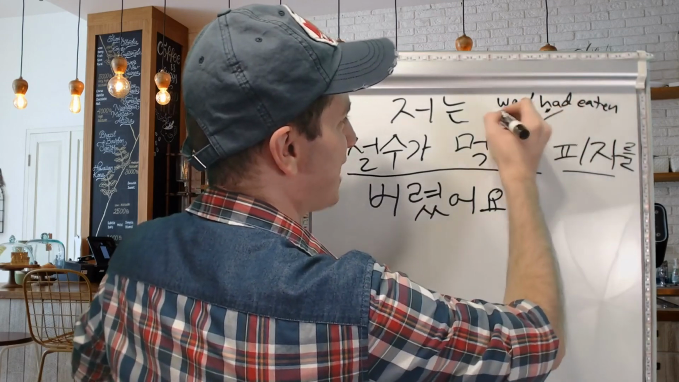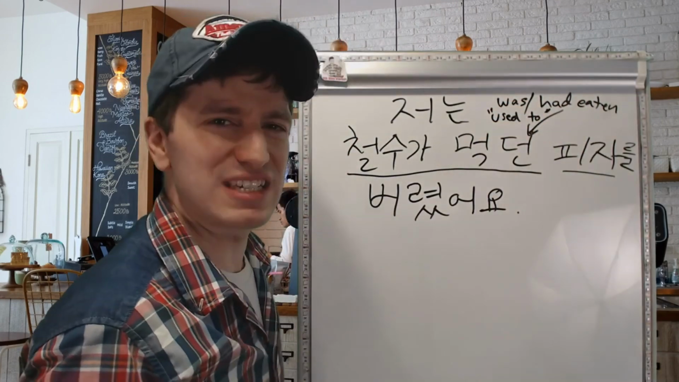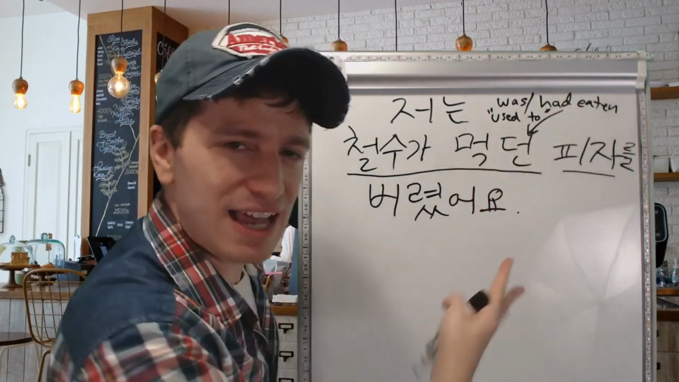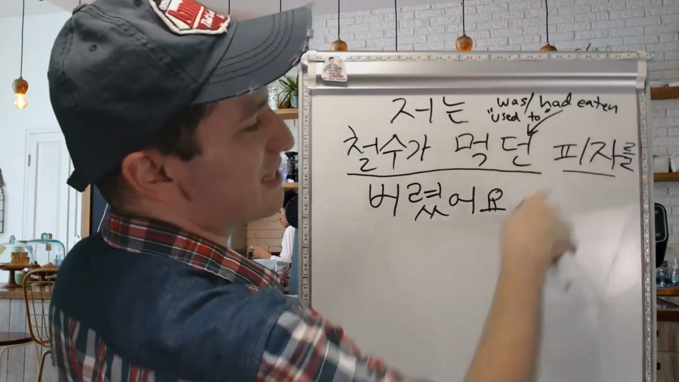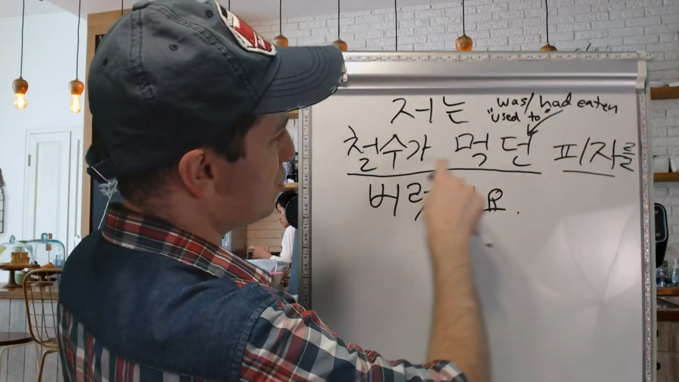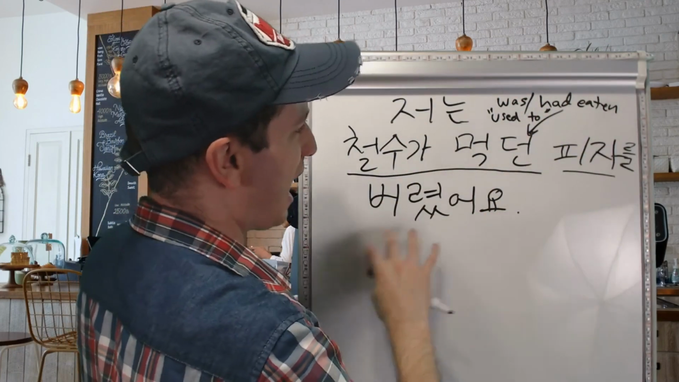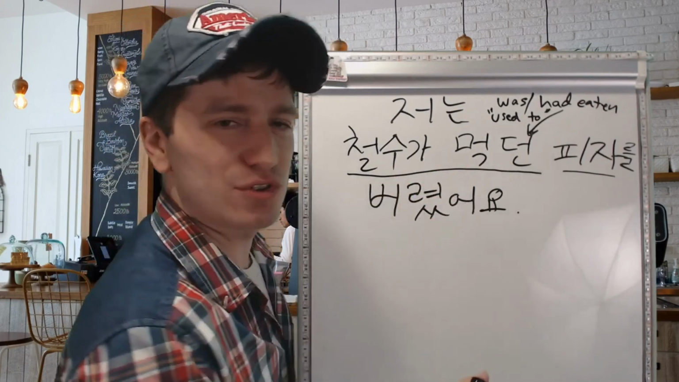Now, it would sound unnatural to say the pizza that 철수 used to eat, but you can kind of see how it could have that meaning of used to in some situations. But here, no. Here was eating, had eaten. 저는 철수가 먹던 피자를 버렸어요. I threw away the pizza that 철수 had eaten.